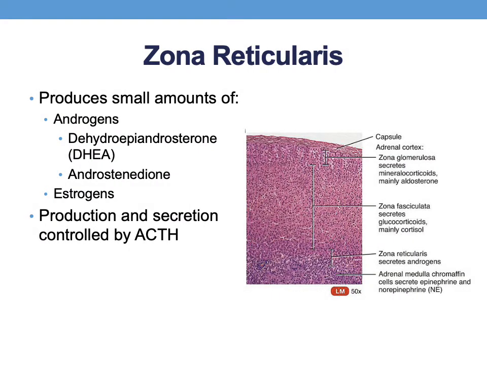The zona reticularis produces the small amount of androgens that I talked about, androgens and estrogens. Some of the androgens it makes are dehydroepiandrosterone and androstenedione. The production and secretion of androgens and estrogens of the zona reticularis is controlled by adrenocorticotropic hormone, or ACTH.